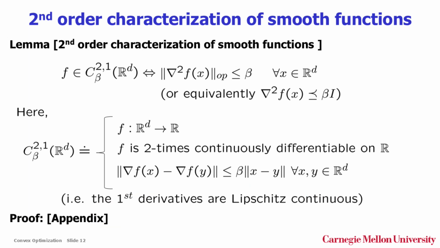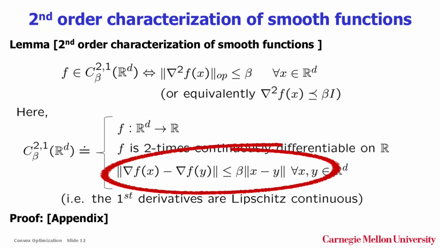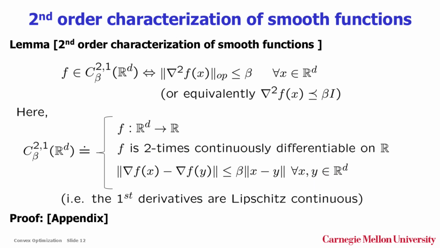Here is an important lemma about the second order characterization of smooth functions. Let function f be in the C^{2,1}_beta function class. That is, we assume that function f is 2 times continuously differentiable and the first derivatives are Lipschitz continuous with parameter beta. We can prove that function f is a member of this function class if and only if the Hessian matrix of function f can be upper bounded by beta times the identity matrix for any x. Equivalently, we can say that the operator norm of the Hessian matrix is upper bounded by beta.